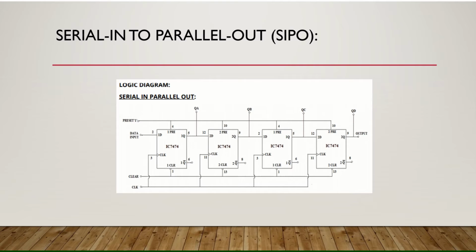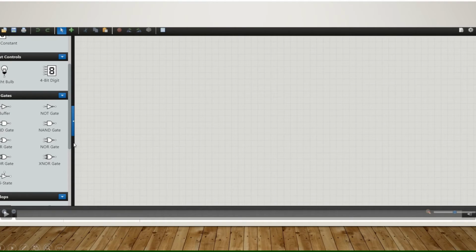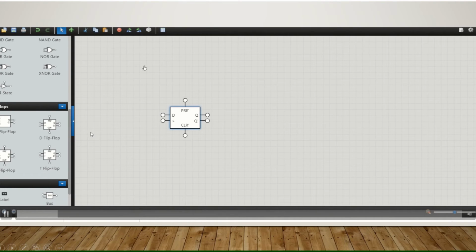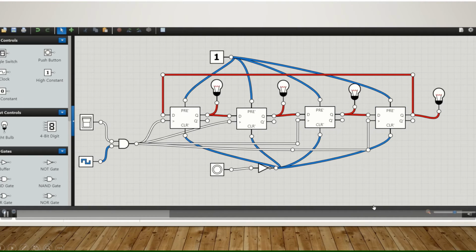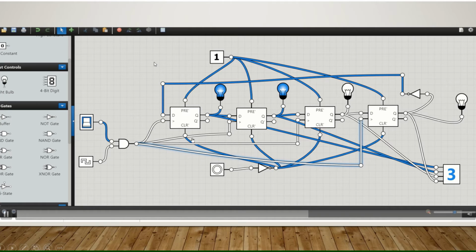Next, this is the logic diagram. Here's the truth table. Next, we'll see the simulation for serial in and parallel out. We need 4 D flip-flops, one toggle switch, one clock, one push button, one NOT gate, and 4 bulbs. Next, circuit connections are given and input is given to check the output.